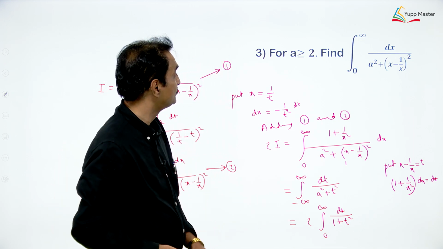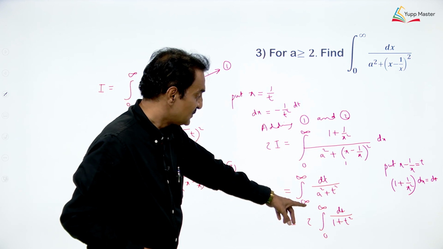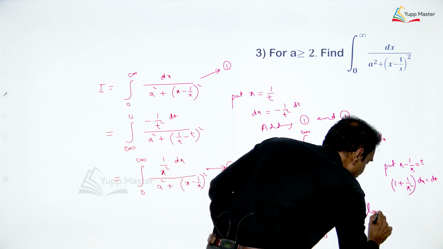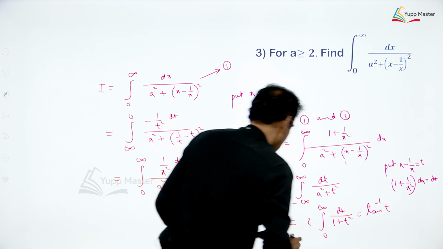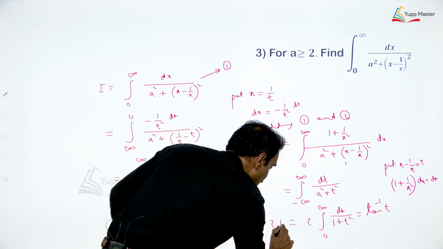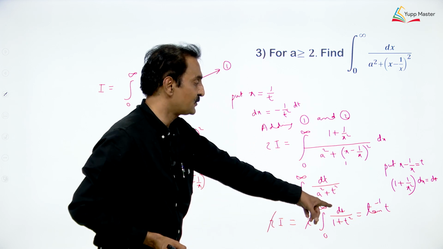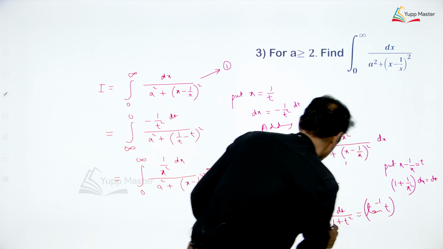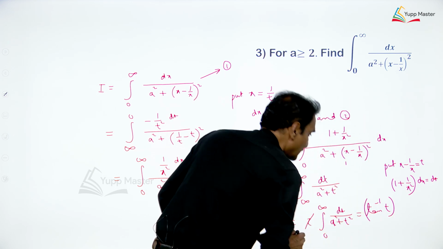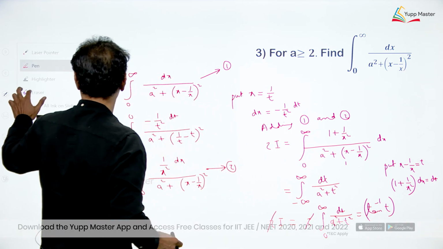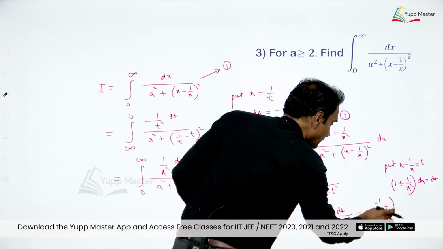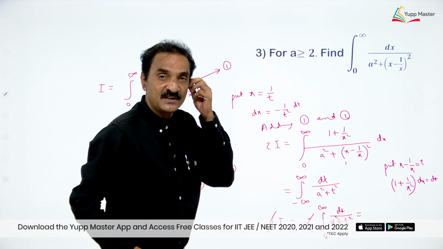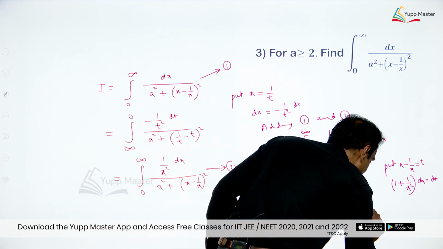Now, what happens? What is the integral of 1 by a square plus t square? And this 2 can be cancelled. This is 2I, no? So, cancelling 2, I is equal to the integral between limits, sorry, it is a square plus t square. What is the integral of 1 by a square plus t square? Integral of 1 by a square plus t square is 1 by a tan inverse t by a.